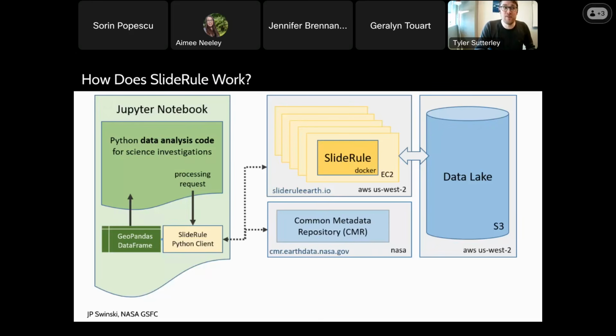SlideRule works as being sort of an in-between between you on the left, through a Jupyter notebook or a new web client, and the data on the right. We do all of our computing on AWS, Amazon Web Services, and we are doing our computing in the same region as where NSIDC, the National Snow and Ice Data Center, stores data for NASA. So this is AWS US West 2. We do fast queries, fast subsetting, and data processing so that you can get this data in seconds to minutes instead of trying to download all this data into an archive and doing processing on your side.